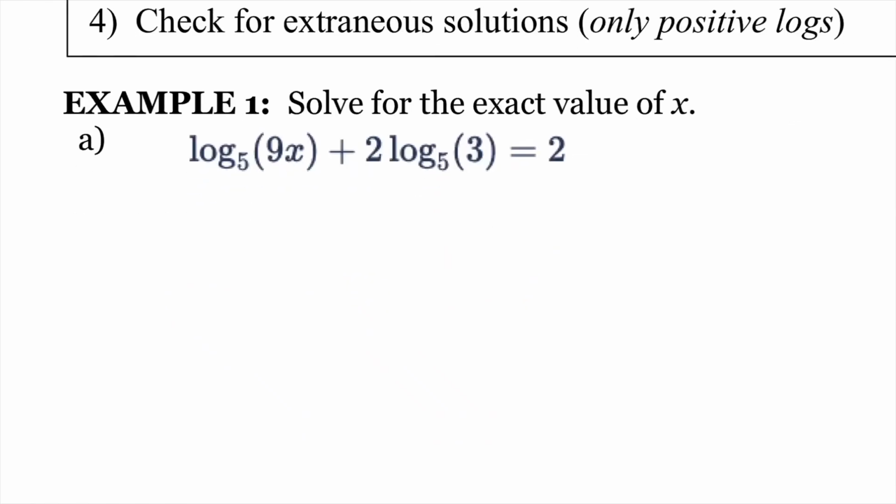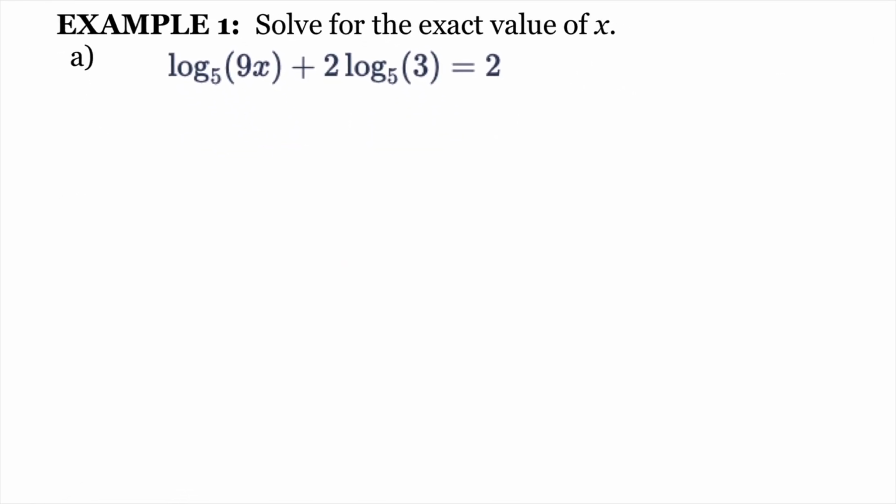All right. So let's look at 1a. It's a log equation. How do I know that? Because it says the word log several times, twice, and it has an equal sign. So I know it's a log equation. So I'm going to use the steps for log equations. Okay. First step is condense or combine. So to condense, we use the three properties, right? Product, quotient, power.